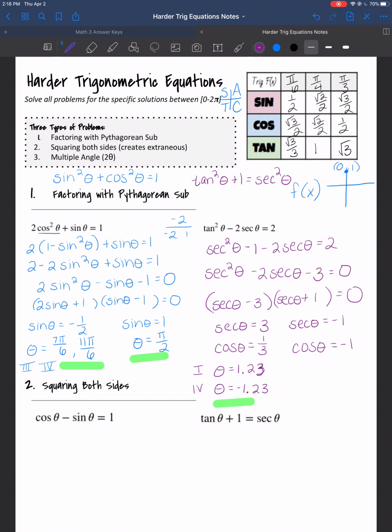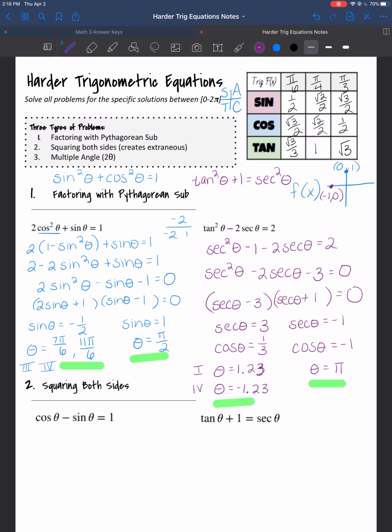Okay, and then where does cosine equal negative 1? So that's a quadrantal point. Over here you've got negative 1, 0, and that happens at pi. So there's your other solution. Alright, so that's factoring with a Pythagorean substitution.